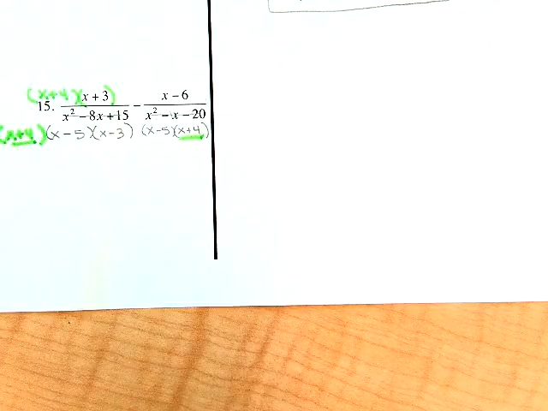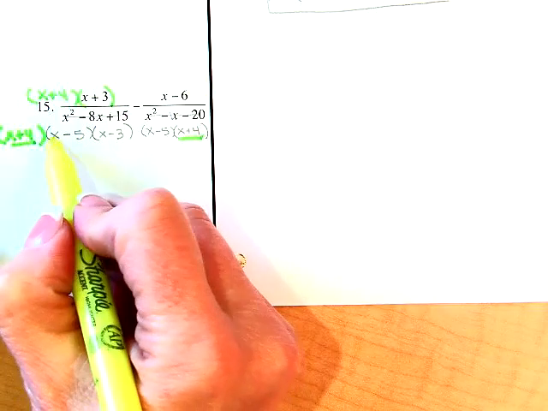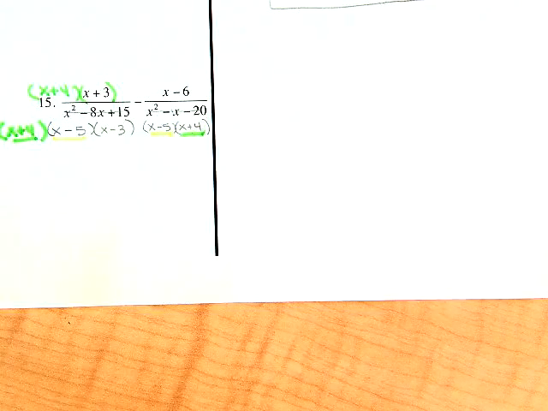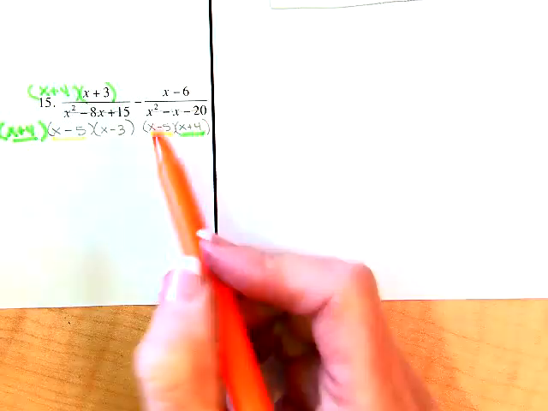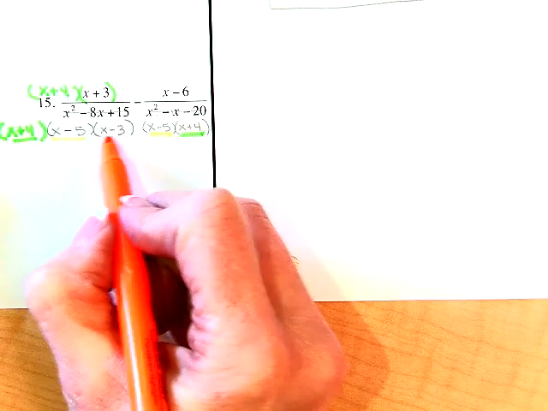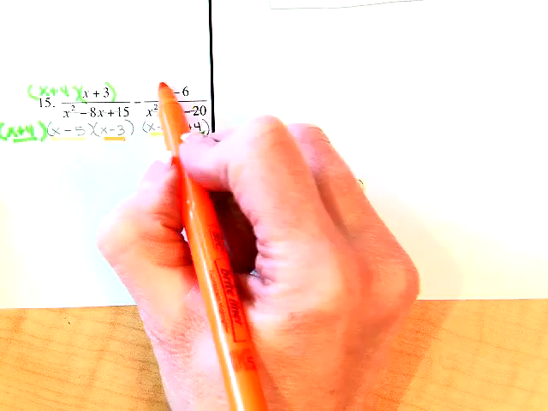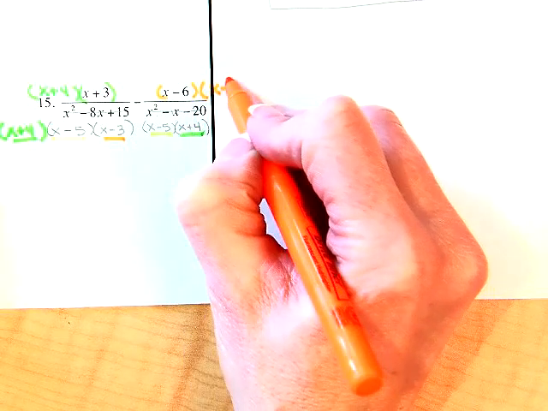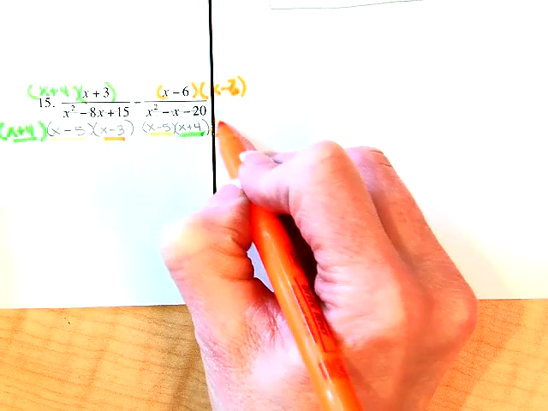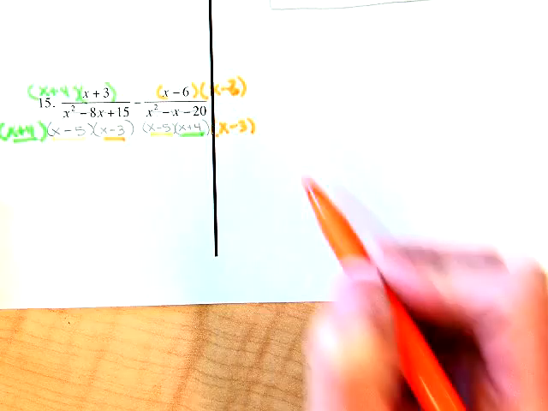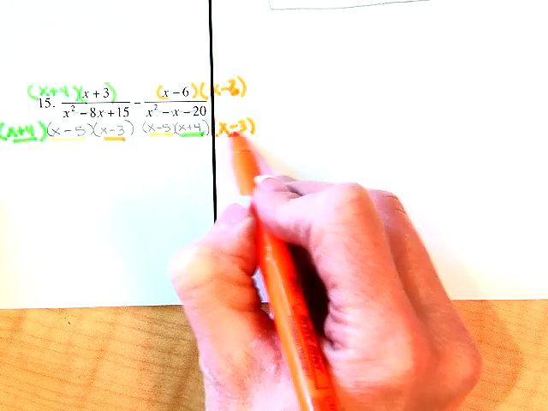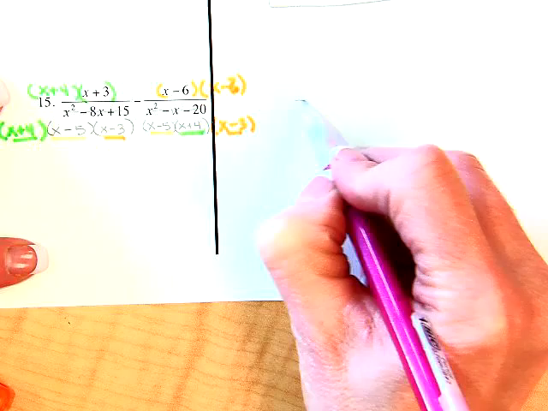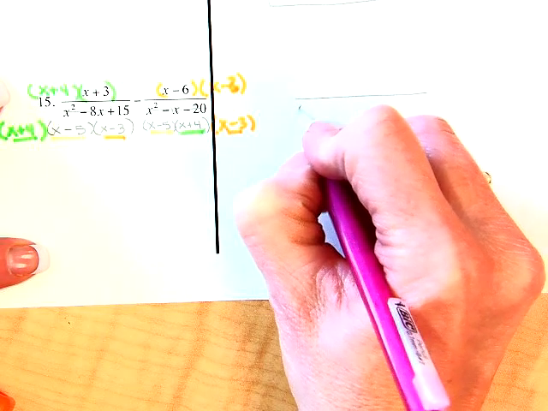Ooh, I forgot to underline this one with yellow because that one was already matching at the beginning. And then my last one that I need in this right hand side is this x minus 3. So again, I'm going to group this, multiply this by x minus 3. Okay, now we have matching denominators, which actually means that my denominator is done.